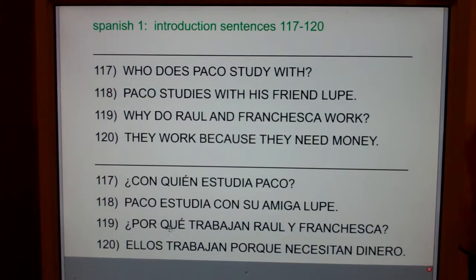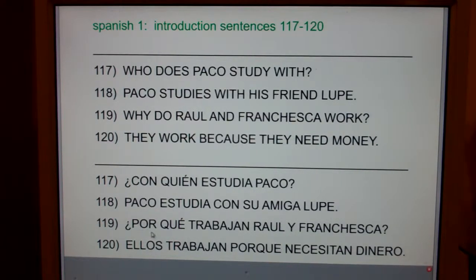Now, notice, why work Raúl and Francesca? In English we say, why do Raúl and Francesca work? But in Spanish we say, why work Raúl and Francesca? Where's the word for do or does? The upside down question mark translates do or does. So in English we say, where does Stephen live? In Spanish we say, where lives Stephen? In English we ask, does Mary work? And in Spanish we ask, works Mary? Again, the upside down question mark translates do or does.